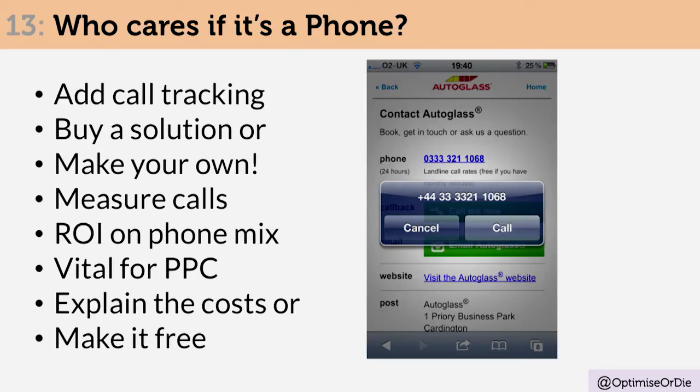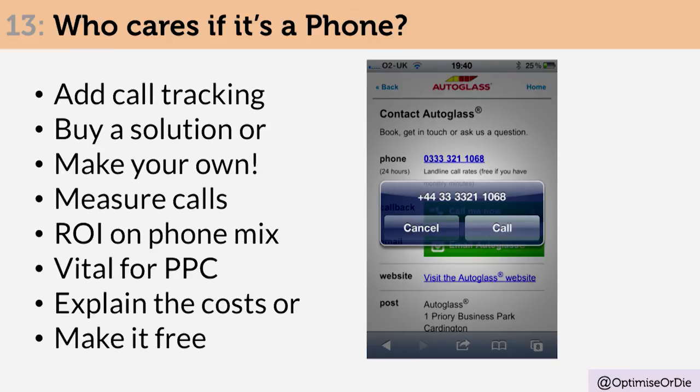And who cares if it's a phone? Well, I do. Reducing CPA is a big thing of mine, right? Okay, try and find deficiencies there. So if you put phone numbers in your website, get call tracking. It'll get your PPC costs down because you'll know what your mixture of phone calls are. If you take any business or any conversions over the phone, get call tracking.